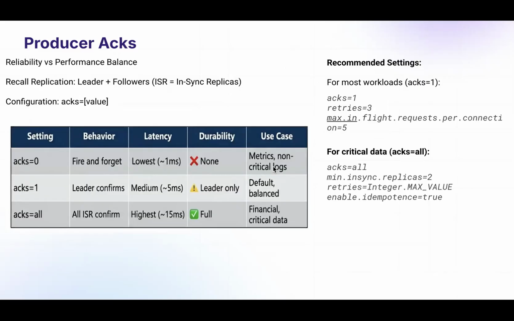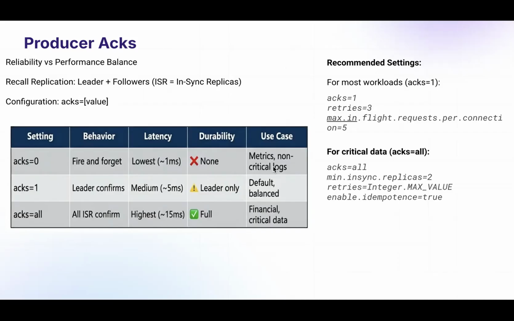With acks=0, the producer doesn't wait for any acknowledgement. It's fire and forget: lowest latency, around 1 millisecond, but zero durability. If the broker crashes before writing to disk, your data is gone. Use this only for things like metrics or non-critical logs.